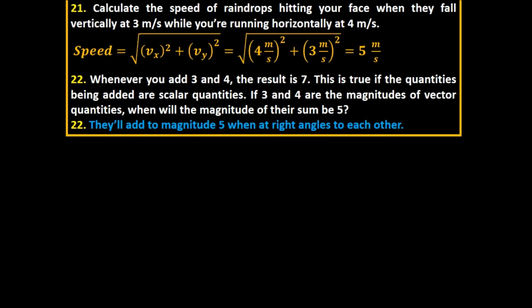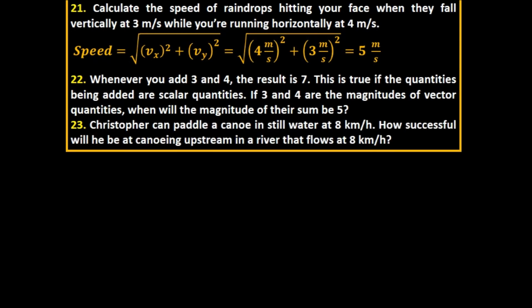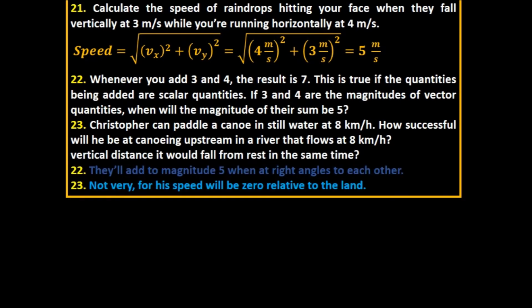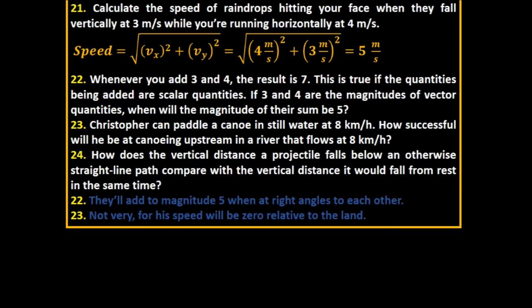Number 23 is next. Pythagorean theorem, still doing that. But this one is a little bit different. Christopher can paddle a canoe in still water at 8 km/h. How successful will he be at canoeing upstream in a river that flows 8 km/h? Not very. His speed will be 0 relative to the land, so he's going to be working very hard to paddle the canoe. Not a very fun day. Great for a workout, but that's about it.